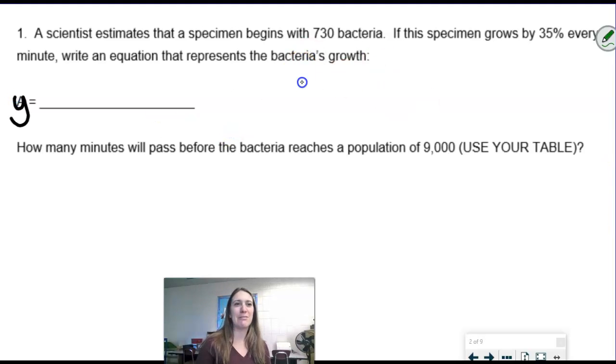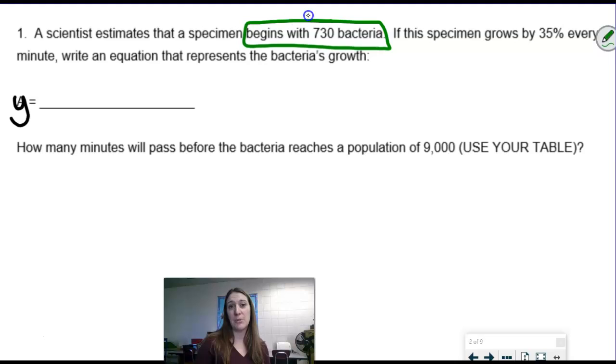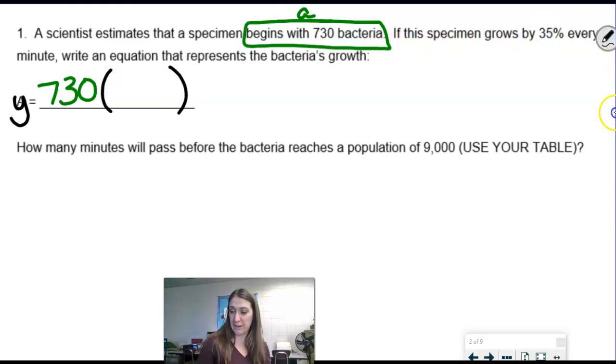So let's read the paragraph, or the sentence here. It says, a scientist estimates that a specimen begins with 730 bacteria. So that number right there is your initial amount, your a value. So that's going to go in front, if I think about that formula. Then, in the parentheses, for that factor, it says it's growing by 35%. So right there, they're talking to us about the R.